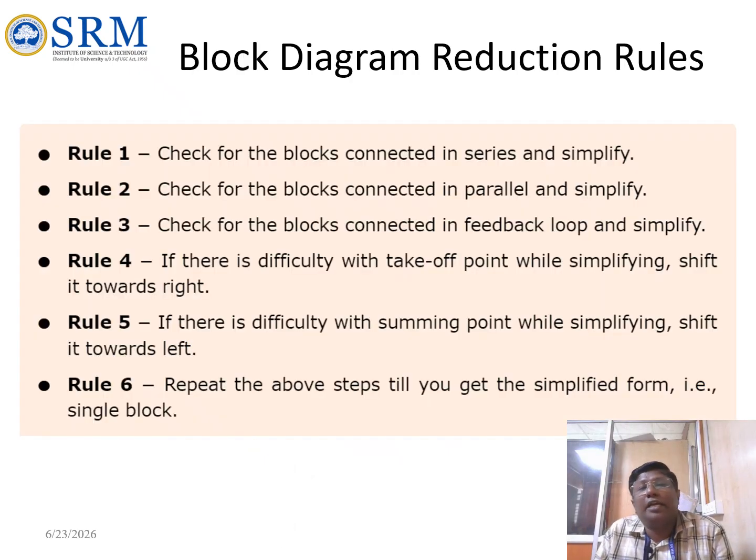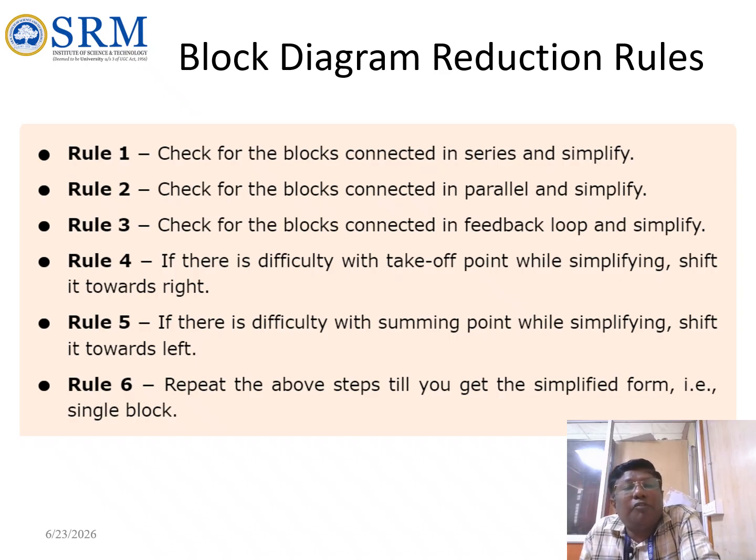And there is a block reduction rule. There are 6 rules. Rule number 1, check the blocks connected in series and simplify. First, if it is a very big diagram, we have to check where the series connection is available. Then next one, check the blocks in parallel and simplify. So after doing the series one, we have to do the parallel one. Then check the blocks in a feedback loop and simplify. So in the next stage we have to do the feedback one, where the negative feedback is, and simplify it.